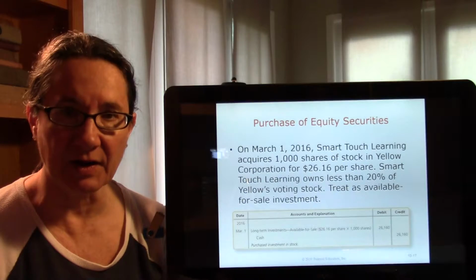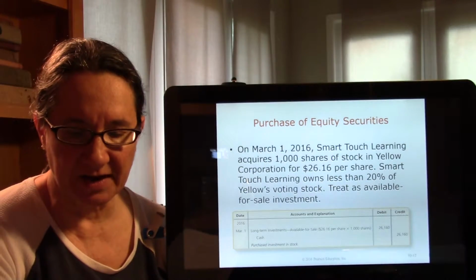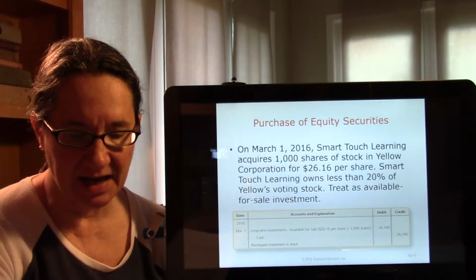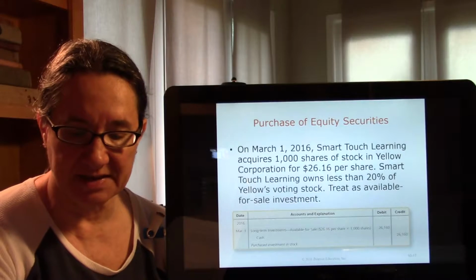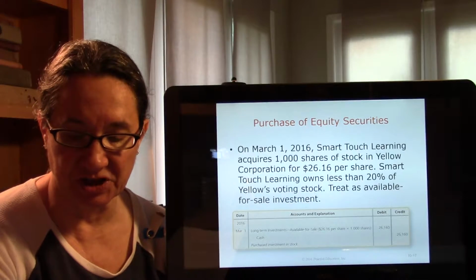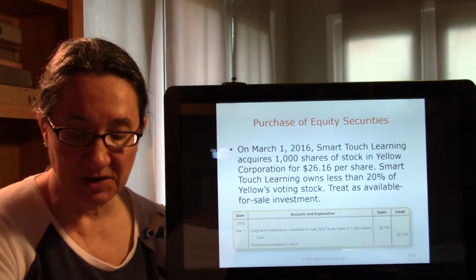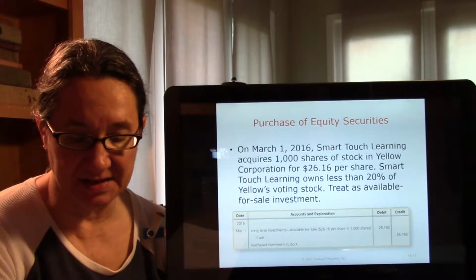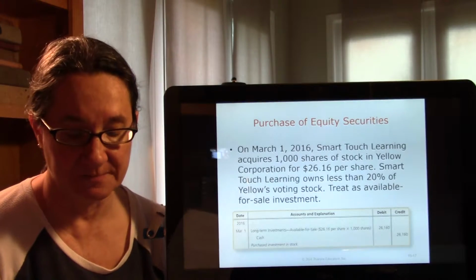All right, so let's look at how we book a purchase. Smart Touch Learning has excess cash to invest and buys 1,000 shares of stock in Yellow Corporation for $26.16 per share on March 1st, 2016. Smart Touch Learning owns less than 20% of Yellow's voting stock and intends to hold the stock for 2 years.